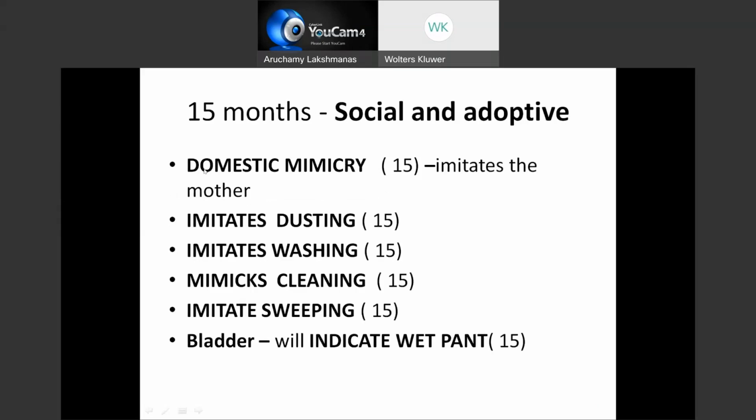So domestic mimicry, again, this is 15 letters. Just add these letters with 15. Imitates dusting, washing, cleaning, sweeping. All these things come at 15 months. So a child at 15 months can mimic the mother in washing, cleaning, cooking, all those things. And from 15 months, it will indicate wet pant.